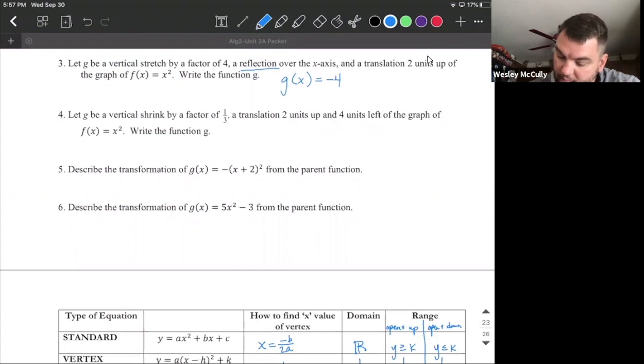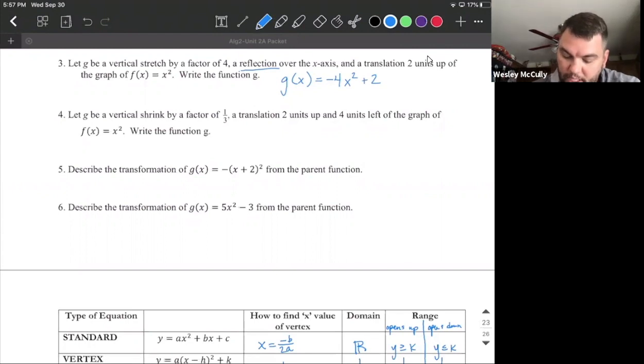And then a translation of 2 units up of the graph of the parent function. So since it's up, we're going to have x squared, where the square is only on x. And then we add 2 to the end of this. That is our k value. g of x equals negative 4x squared plus 2.